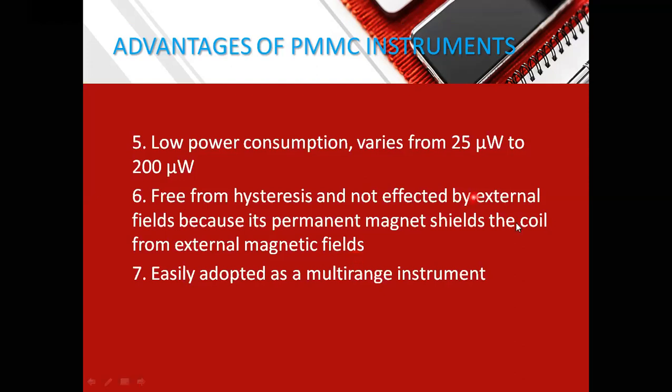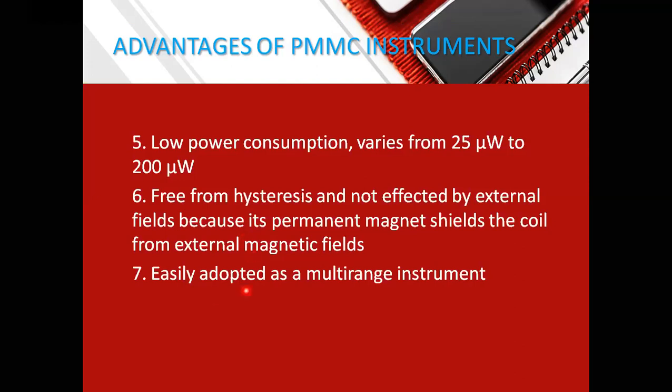And it is not affected by external fields because we have a horseshoe magnet, as we have seen in our first slide about the construction. We have a horseshoe magnet, which means our moving coil is surrounded by a magnet, and hence external magnetic fields will have very, very little effect on the coil. That is a very beautiful advantage of PMMC.